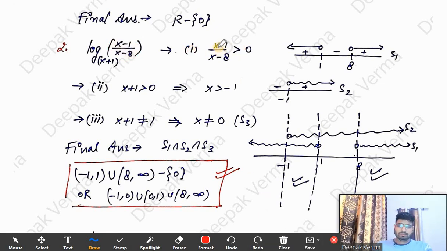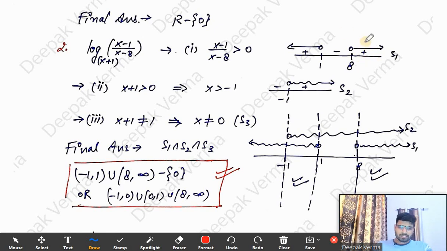Now solve this inequality. It's an inequality of P over Q type. Got it? So from the numerator we get a root 1. We will put it here on the number line. From the denominator, from this factor, we get the root as 8. So 8 will be on the right hand side of 1. So we put 8 here on the number line. Then I hope you know how to solve this inequality, the wavy curve method, if you remember, I told you in basic mathematics.